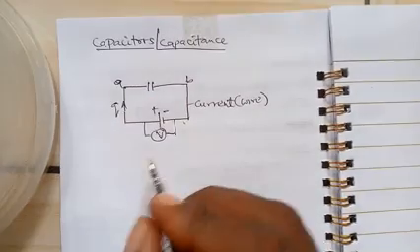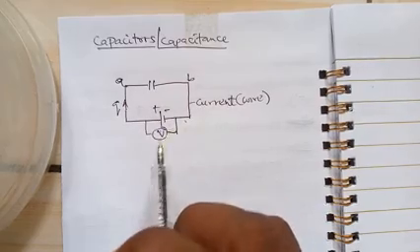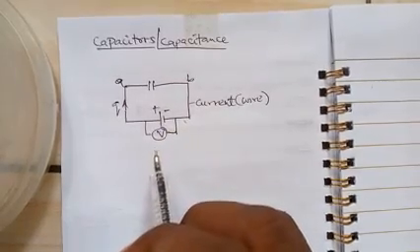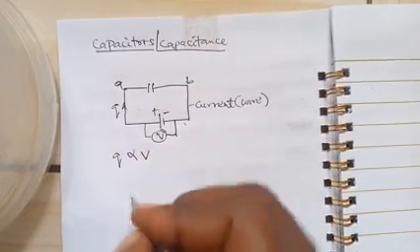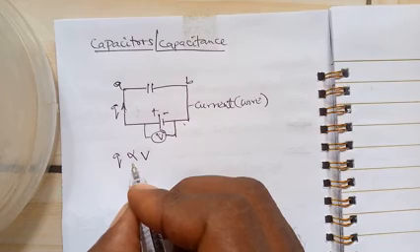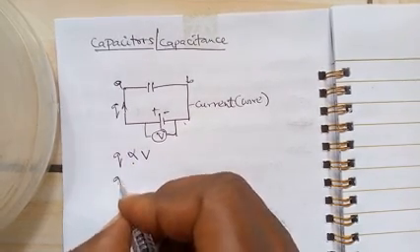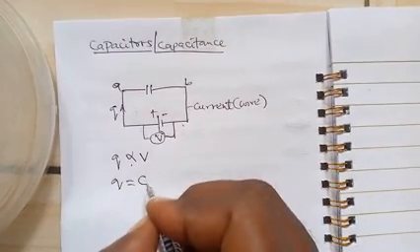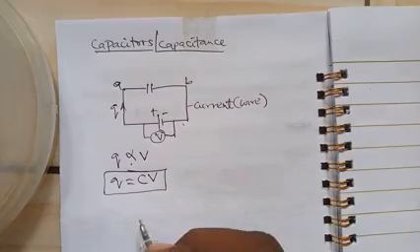Now, the charge flowing through a capacitor is proportional to the potential difference across the terminals. What I mean by that is that Q, the charge, is proportional to the potential difference V. If we remove this proportionality sign, we can replace it with a constant called capacitance. So Q is equal to CV. You need to note this.